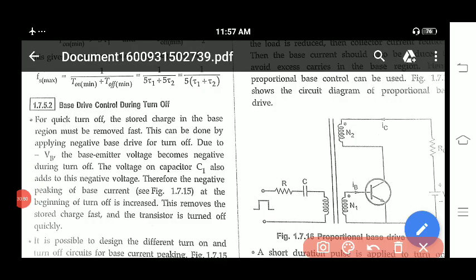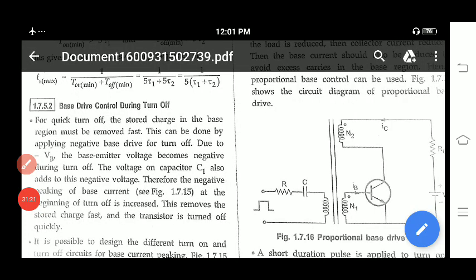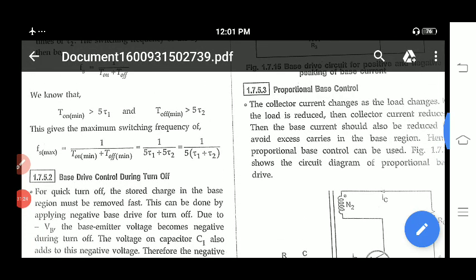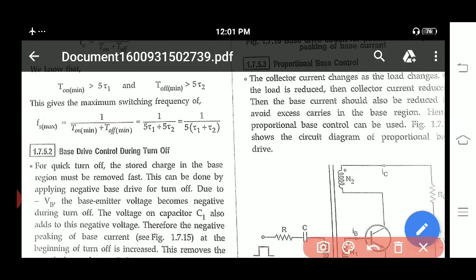In this proportional base drive control, you can observe that as the load increases, obviously the collector current flowing through this also increases. If the load value decreases, that load will not draw that much collector current IC. Then as this IC flows through this inductor, it determines how much base current is required, that is, how much IC has to flow has to be initiated here. And we'll see here what that proportional base drive control is, and what explanation they have given.